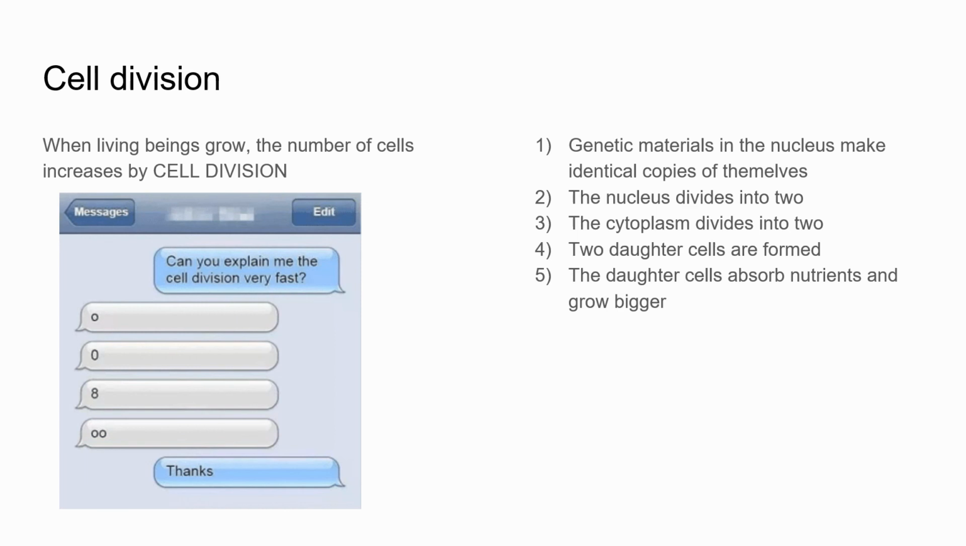Then the daughter cells absorb nutrients and grow bigger, and they repeat back to the first step. So the genetic material makes identical copies, and more cells would be formed. As you can see in my very funny meme, which I copied from the internet, we have a simplified version of basic cell division.